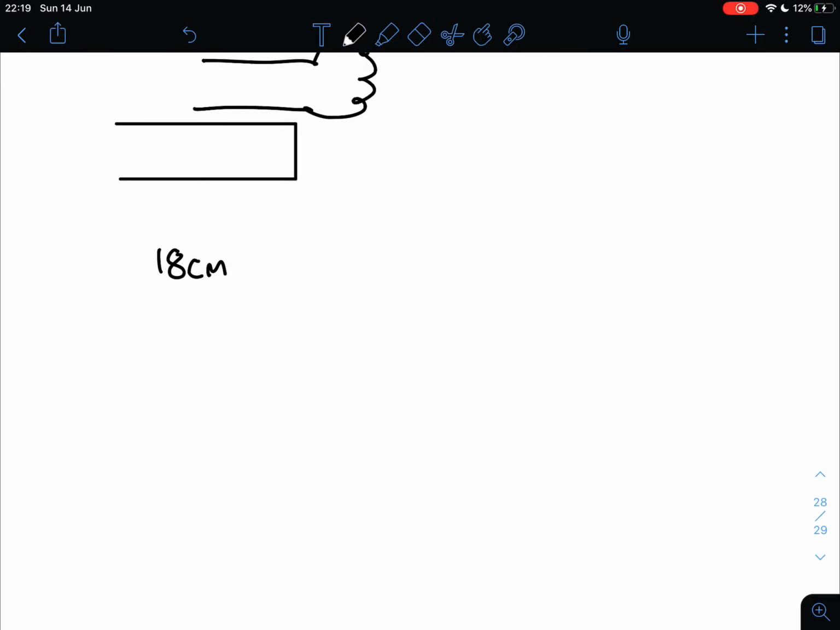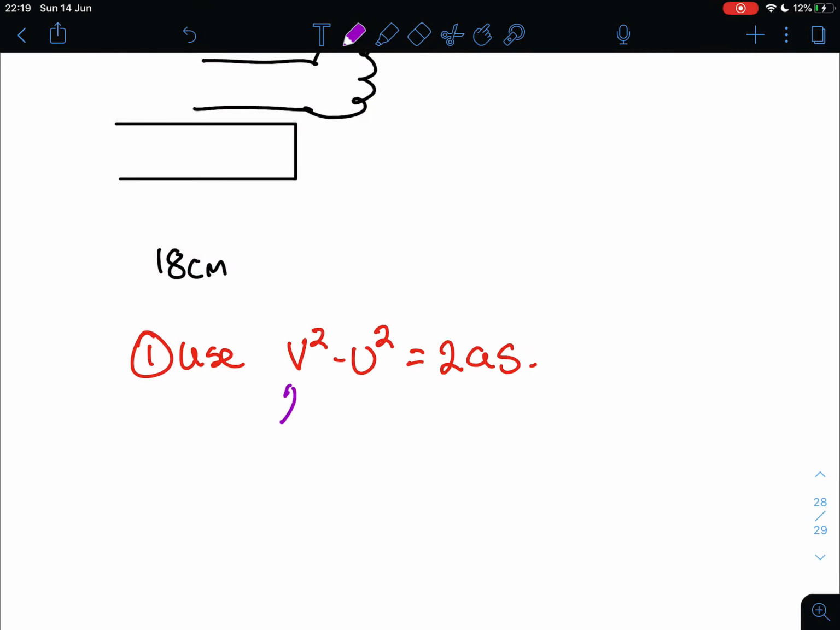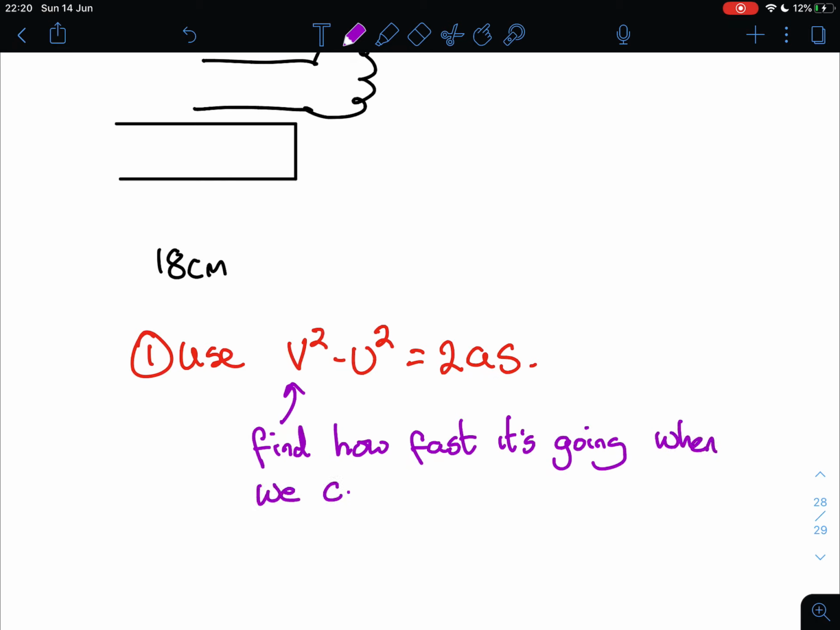This is tricky. Number one, we're going to use an equation, v squared minus u squared equals 2as. Now, why do we want to do that? Well, we want to find how fast it's going when we catch it. When we catch it. Now, we've got a couple of things going for us here.